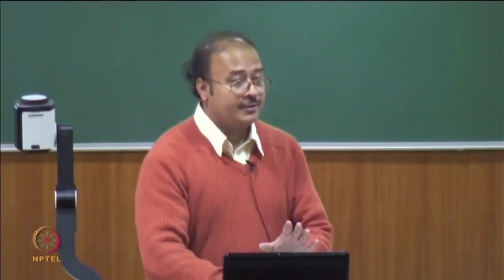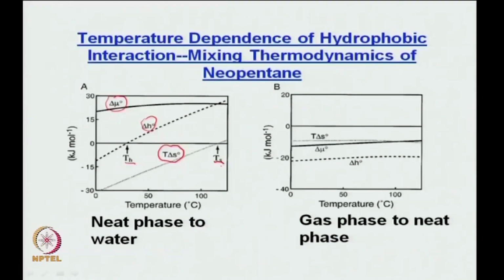Now, keeping the same thing in mind, look at what you have on the right hand side. The right hand side again is a gaseous neopentane molecule being put in neat liquid neopentane. What do you see? For one thing, your delta mu 0 is negative, right, that means it is a favorable process. You are dissolving gaseous neopentane in liquid neopentane, obviously it is a favorable process. But more so, look at the slopes of delta H 0 and T delta S 0.